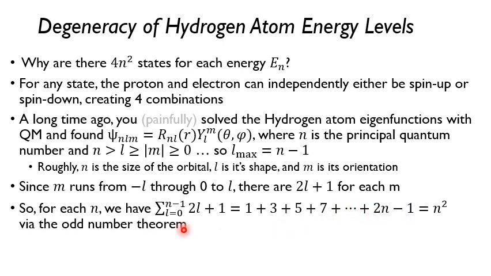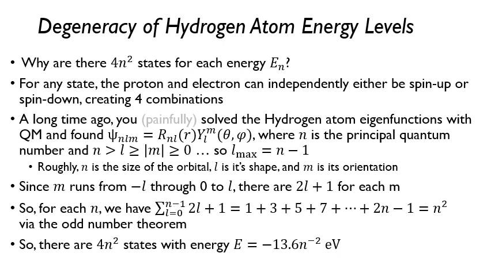And there's this interesting proof you can find elsewhere called the odd number theorem. If you add up all the odd numbers up to this 2n minus 1, then that is equal to n squared. So kind of neat. And so what does that mean? That means that finally, for each n, we have n squared, and then we also have these 4 combinations based on the spins. And so your degeneracy for a given level is 4n squared. So you have 4n squared states with an energy that is the Rydberg energy divided by n squared. And that is it for these quick notes on orbital angular momentum.